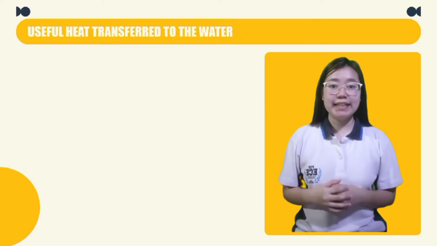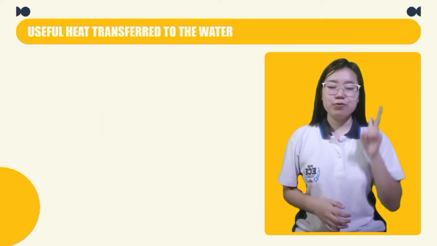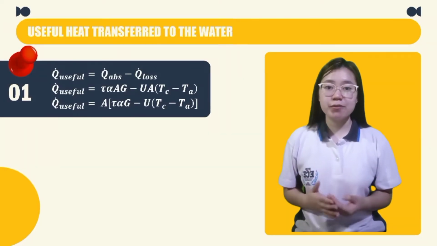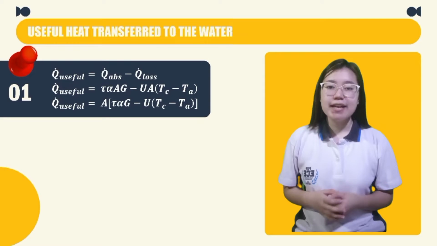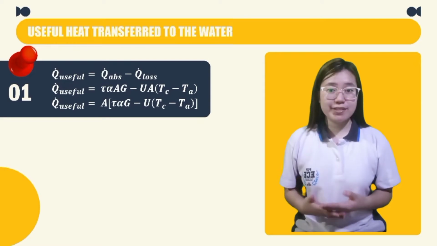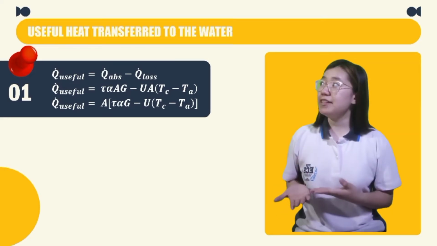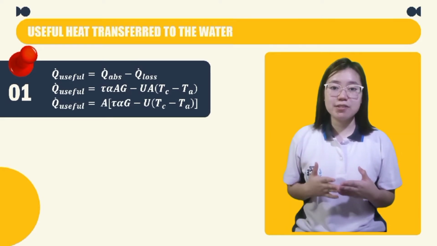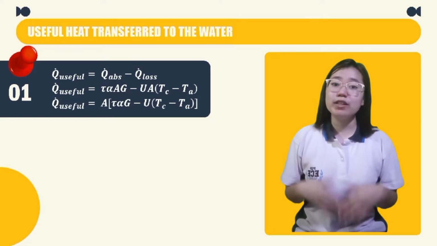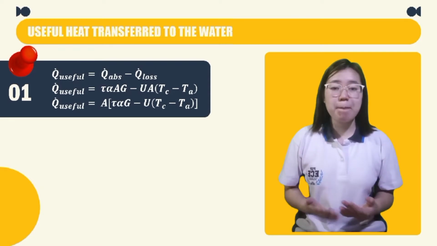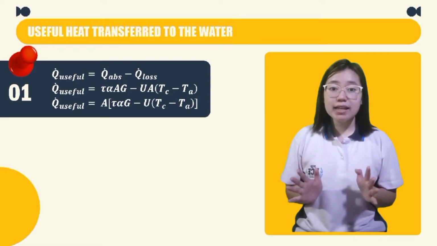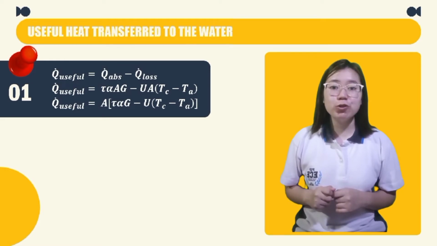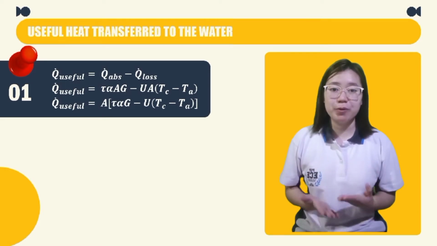Next, to find the useful heat transfer to the water, we can use two formulas. The first one is by subtracting the rate of heat loss from the rate of solar heat absorbed. Substituting the two formulas we have discussed earlier, we will arrive at this equation 1. From this, we can see that the useful heat is maximized when the difference between the collector temperature and the air temperature is minimized. But this also means that hot water is produced at a low temperature due to lower temperature of the absorber plate.